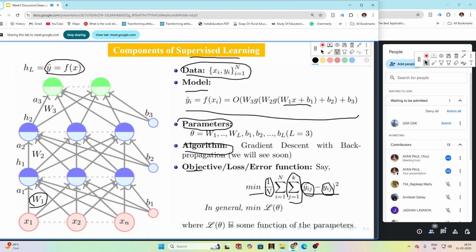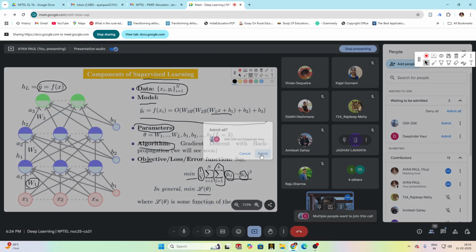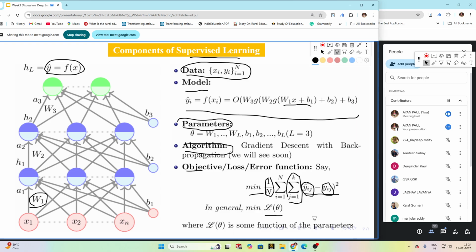Generally we write our objective function as: minimize L(theta). We have to minimize it because we want the loss function, or error function, to be as small as possible. So these are the 5 components of supervised learning.